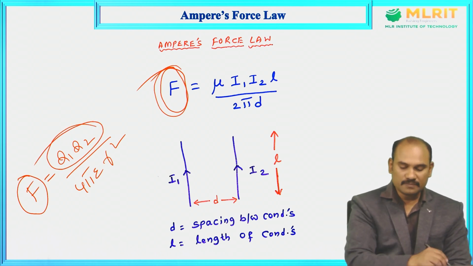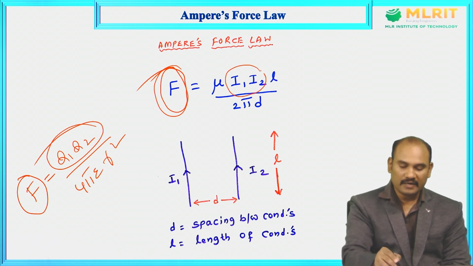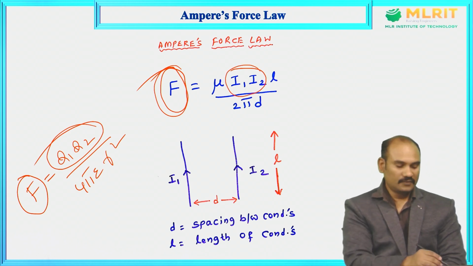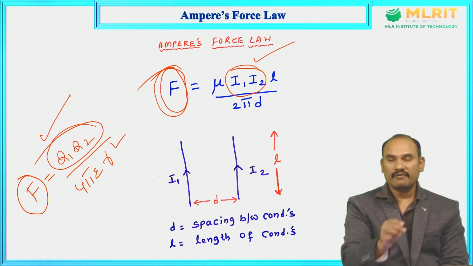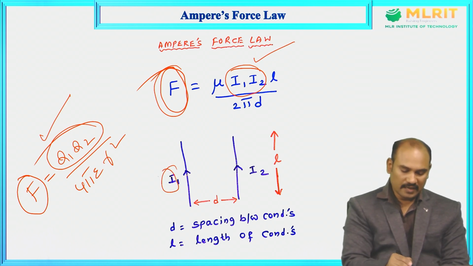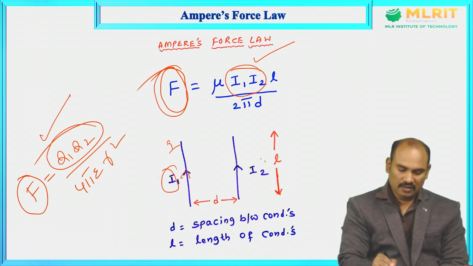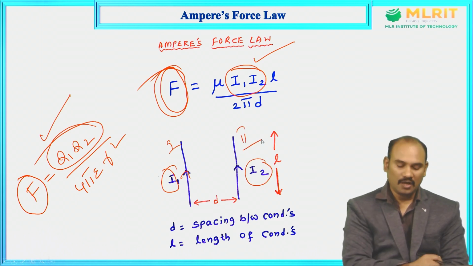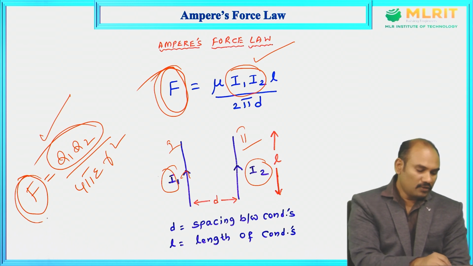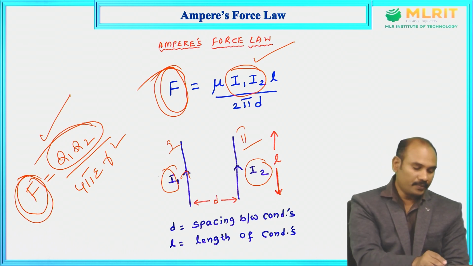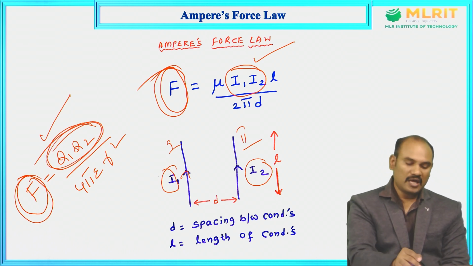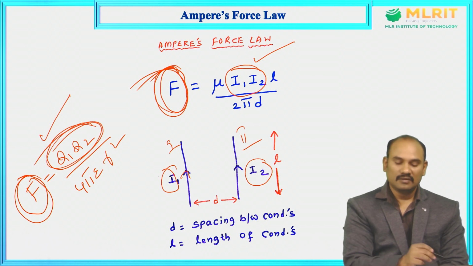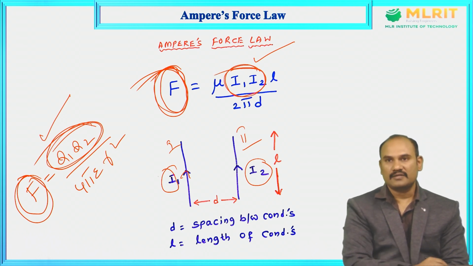Magnetic force is proportional to product of electric currents I1 I2. Here Q1 Q2, here I1 I2. What are I1 I2? I1 is the current flowing in the first conductor, I2 is the current flowing in the second conductor. Now, the amount of electric force is decided by product of electric charges. The amount of magnetic force is decided by the product of electric currents.